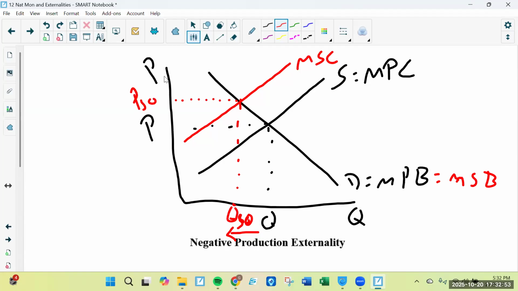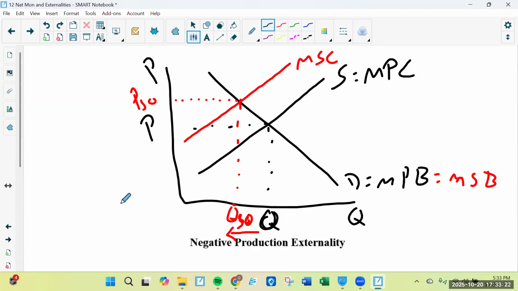That is a negative production externality. The only thing we need to draw now is our good friend deadweight loss. Deadweight loss occurs because we're producing at Q. We're still producing at Q. We're not producing at QSO, we're producing at Q. Society wants us at QSO, but we're not. We're at Q, and so you have this deadweight loss.